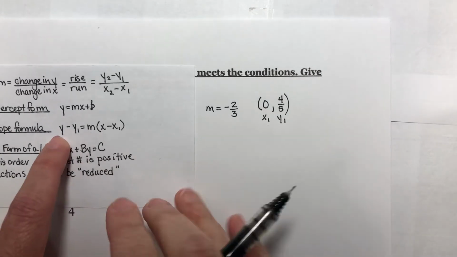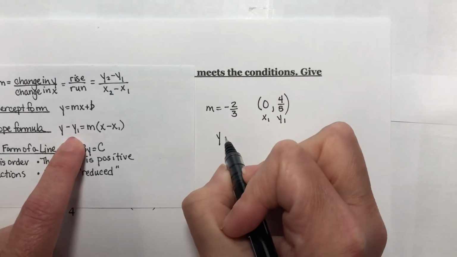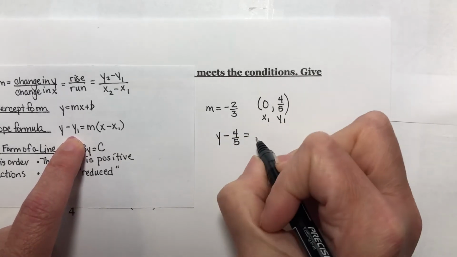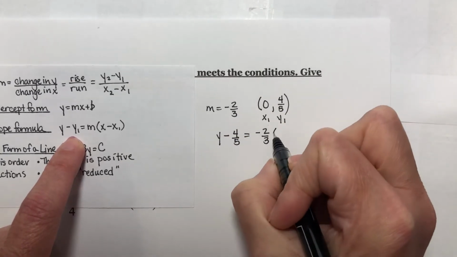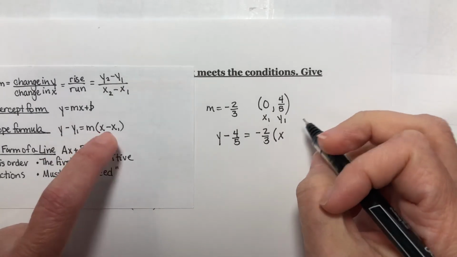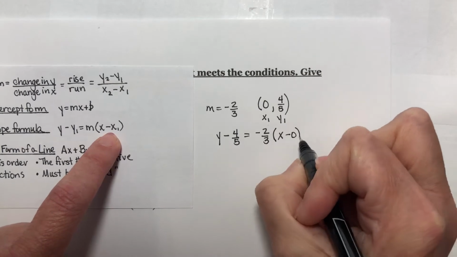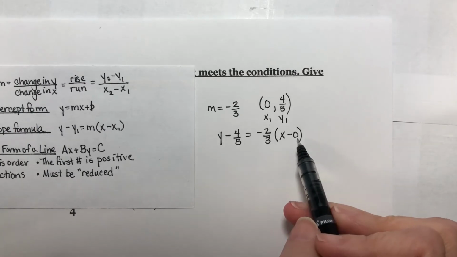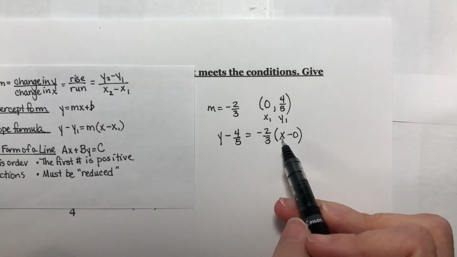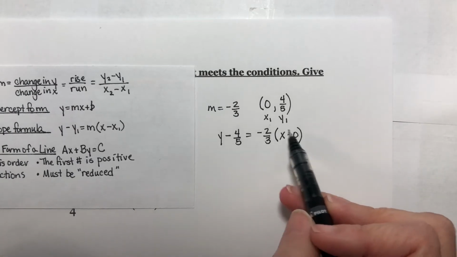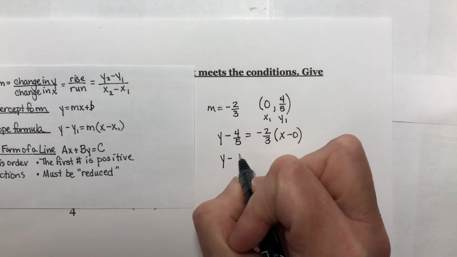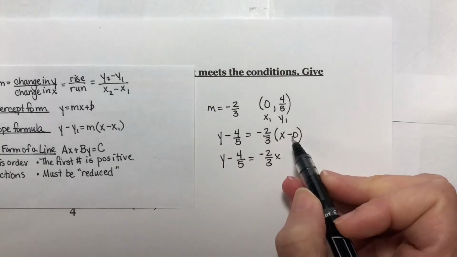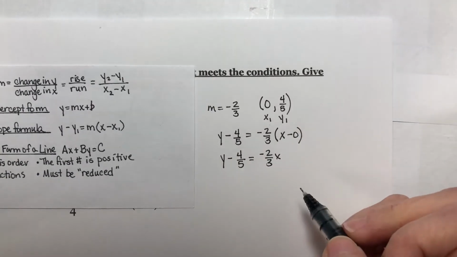y minus y1, regular y minus y1, my y1 is 4/5, is equal to my slope, negative 2/3, times x, regular x is part of my answer, minus x1, and x1 is 0. It's kind of ugly. We will always be simplifying here. Of course, x minus 0 is just x. But if this were some other number, then I would distribute the fraction. But simplifying a little bit on the right-hand side, I have negative 2/3 x because the minus 0 is just x. Okay.